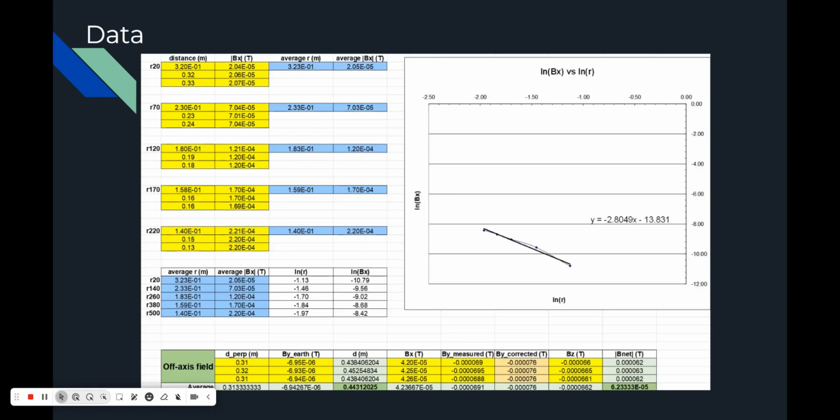This is the data for the whole experiment. The upper left section contains distance measurements for different magnetic fields. The right side shows a linearized plot of the averages. The bottom section shows the data for the off-axis portion where the magnetometer was moved up and perpendicular to the axis.